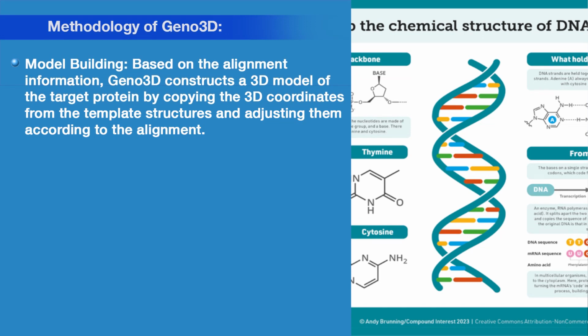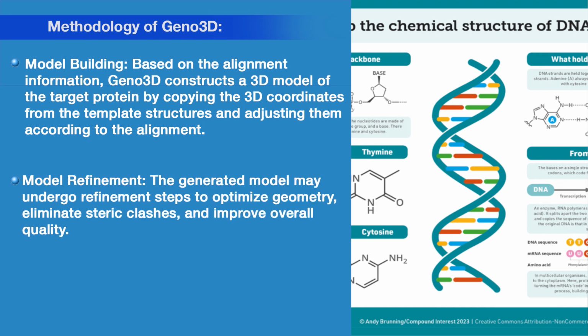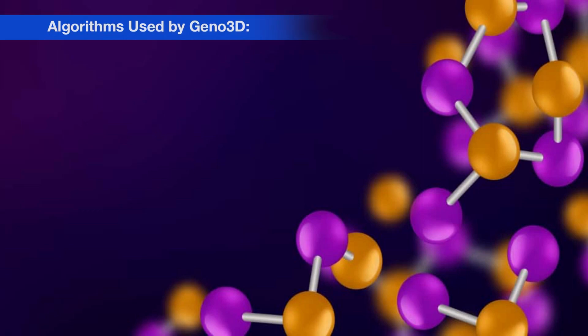Third concept is model building. Based on the alignment information, Geno3D constructs a 3D model of the target protein by copying the 3D coordinates from the template structure and adjusting them according to the alignment. Fourth one is model refinement. The generated model may undergo refinement steps to optimize geometry, eliminate steric clashes and improve overall quality. The last is validation. The final model protein is assessed for quality and compatibility with experimental data, if available, or compared.